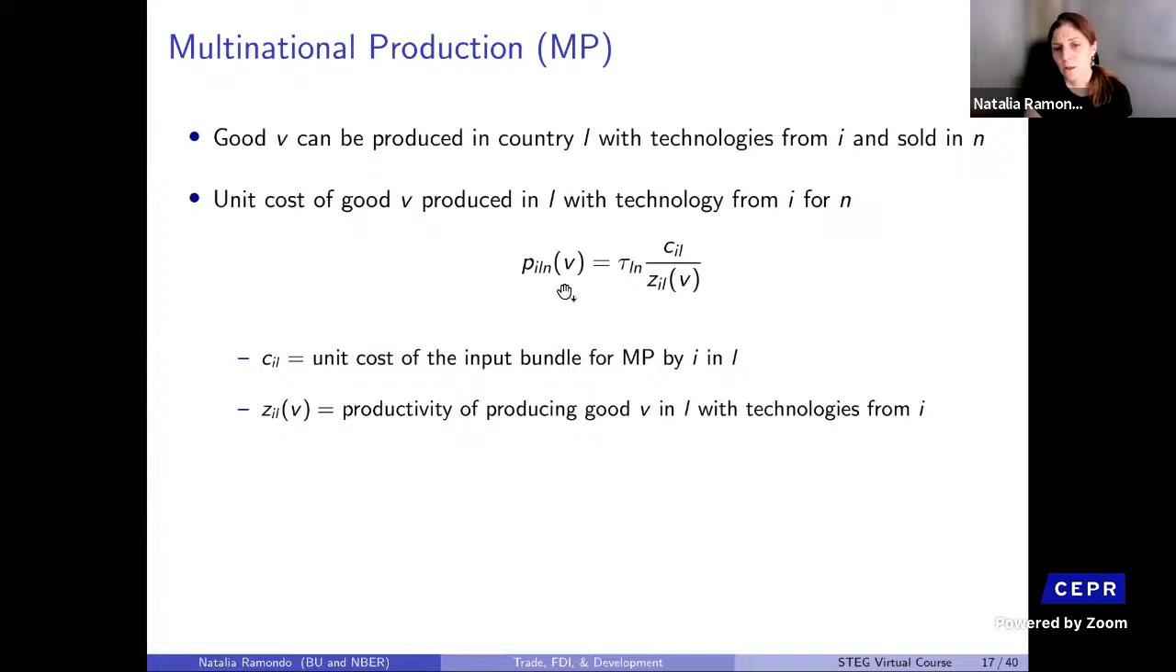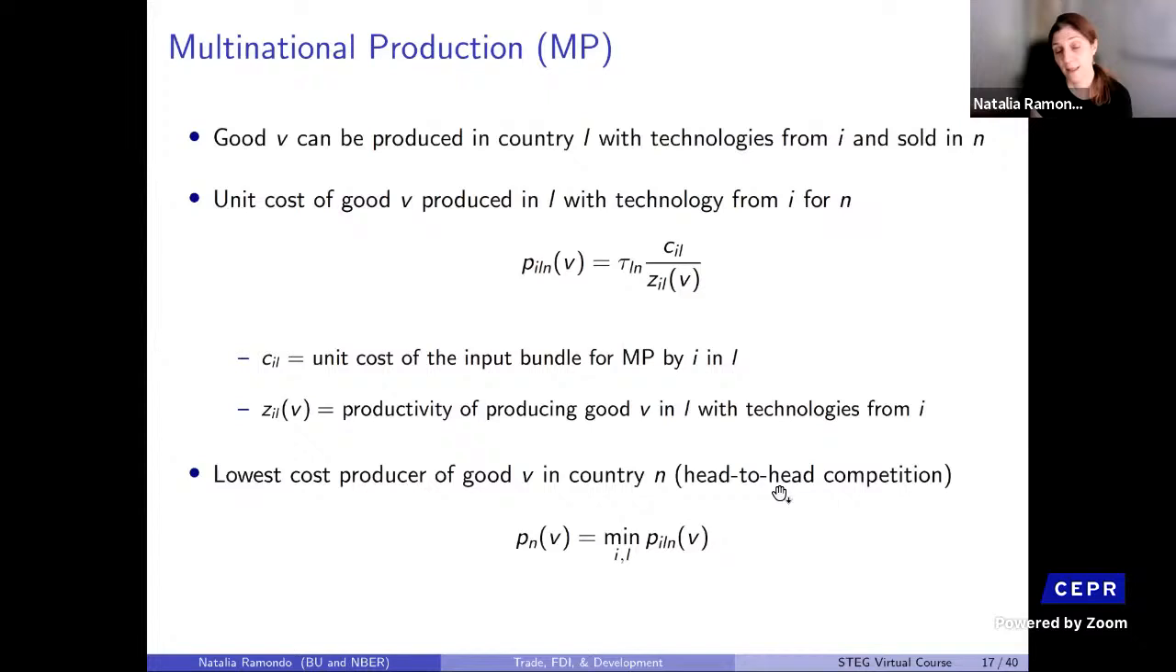Okay. So I need to tell you these two objects, what we have inside here. But again, we are going to have this head-to-head competition feature. So we all know how to produce v. We just need to choose the lowest cost producer for good v to serve n. And what's going to be that? The minimum between the technologies and locations. Okay, that's it. That's how you see really how we move a degree away from Eaton-Kortum, the only trade model, with a model where now MP are these technologies and we keep track of where these technologies are coming from.